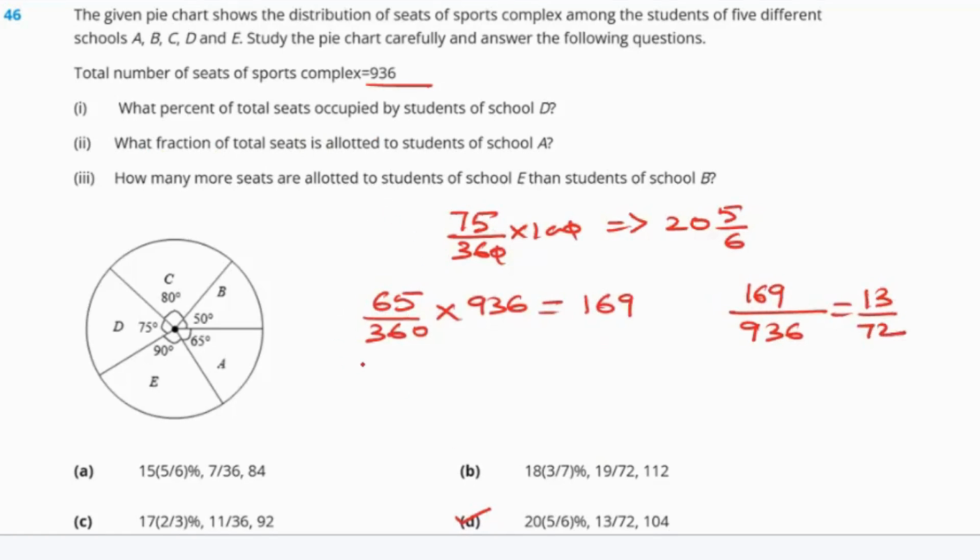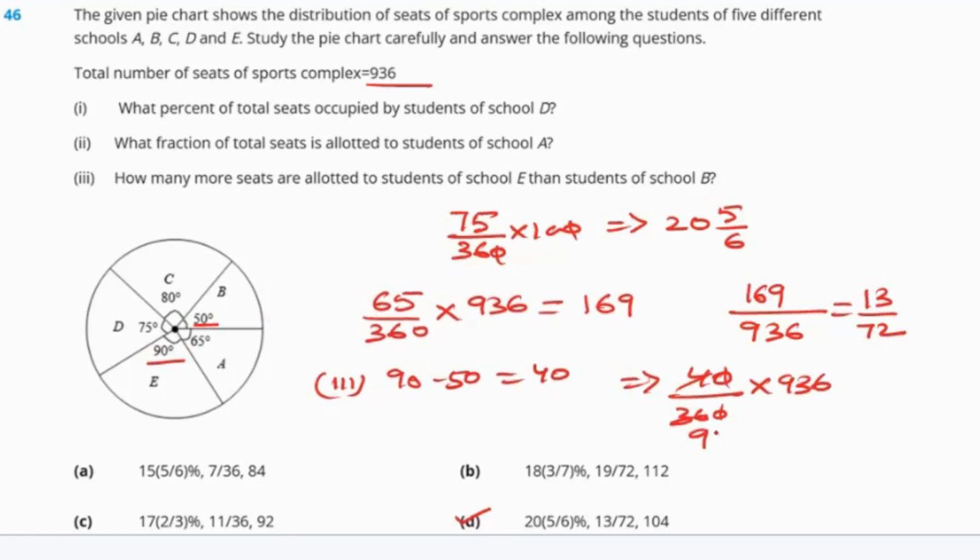Now let's solve the third one. The third one is saying how many more seats are allotted to the students of school E than school B. School E is 90 and school B is 50. So how many more seats are allotted? 90 minus 50, we get 40. Then we will find what 40 degrees is. So 40 by 360 times 936. When we solve it, the 0 and 0 cancel out. We can cut 9 from 936, which gives 104 times.